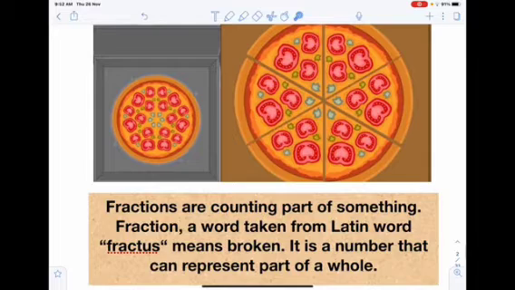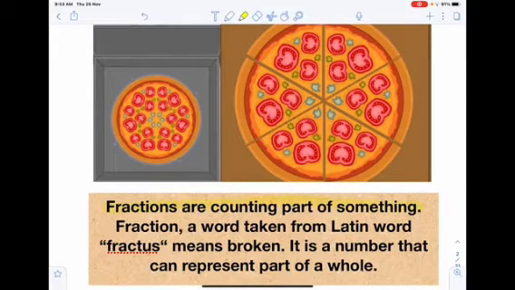So when I divide it into 6 equal parts, each part is named a fraction of the whole pizza, correct? It is a slice which we consider, and this slice is a part of the whole pizza itself. This part, this slice, is called a fraction. So what is a fraction? Fractions are counting part of something.